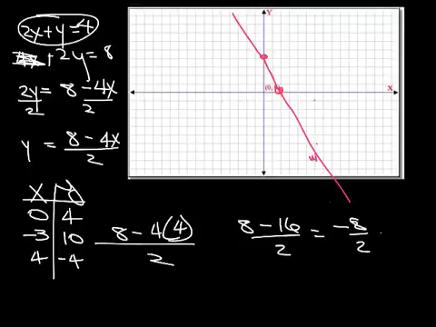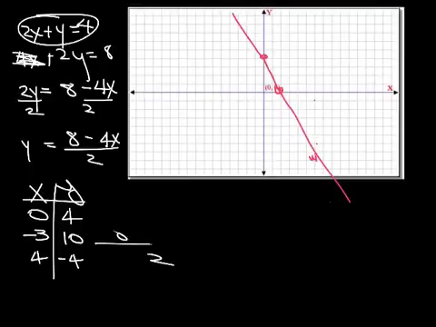So there's my 3 points there for this next one. Well, let's do it in blue. So 0, 4. Point right there. Negative 3, 10. 1, 2, 3. 1, 2, 3, 4, 5, 6, 7, 8, 9, 10. Okay, it's going to be up there somewhere. And then 4, negative 4 is going to be about right there.